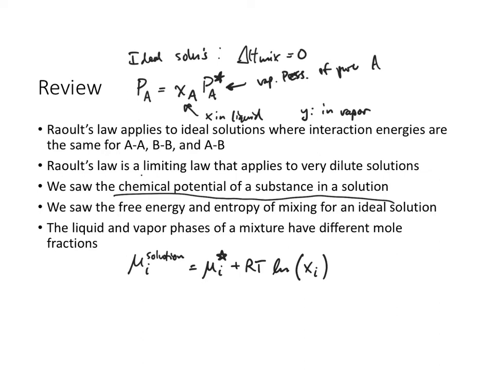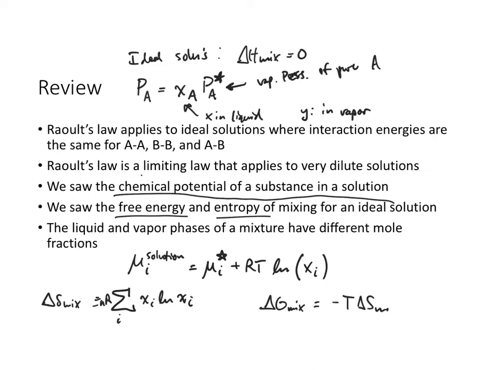This is going to be an expression that comes in handy when we deal with activities and non-ideal solutions a little bit later today. We also saw the free energy and entropy of mixing, and that equation was delta S of mixing is the sum, and then I have NR out here, sum of all the different components, xi log xi, and then delta G of mixing just equaled negative T delta S of mixing for an ideal solution.